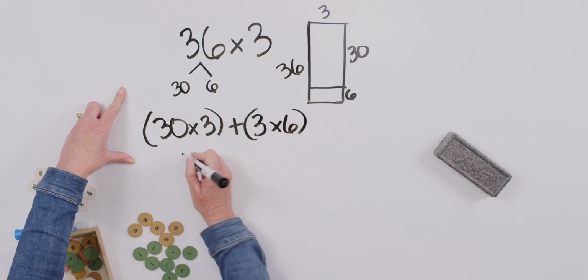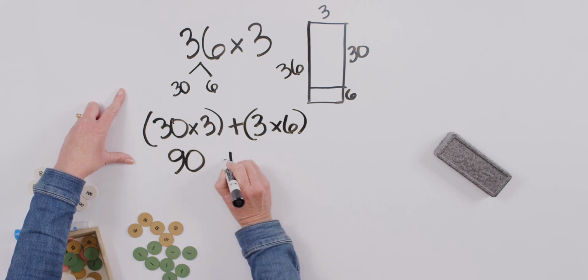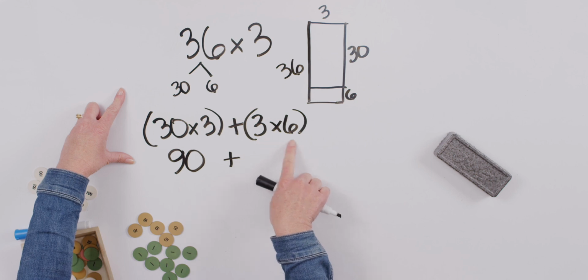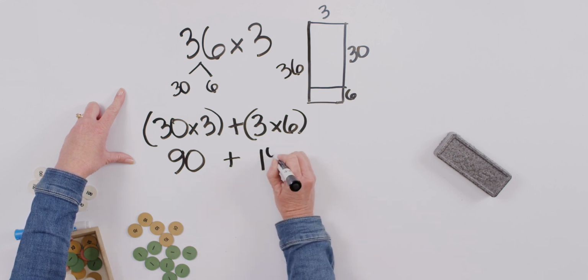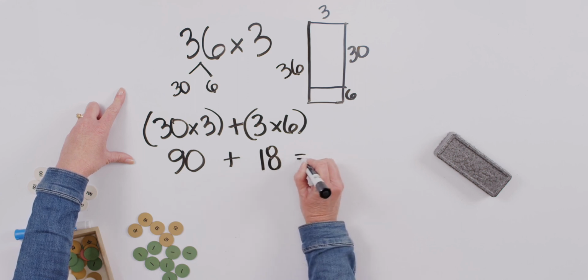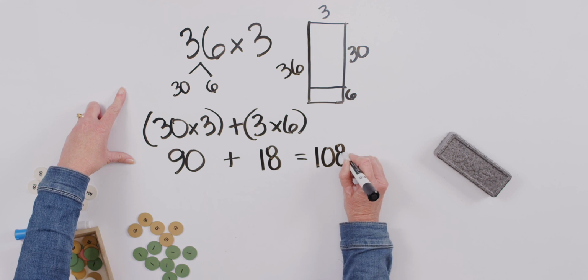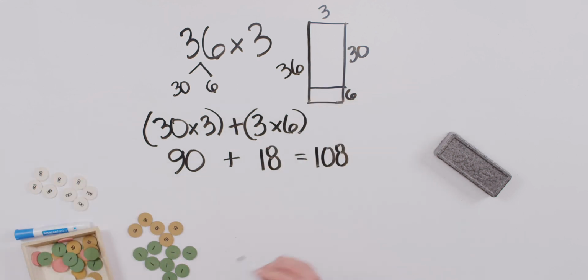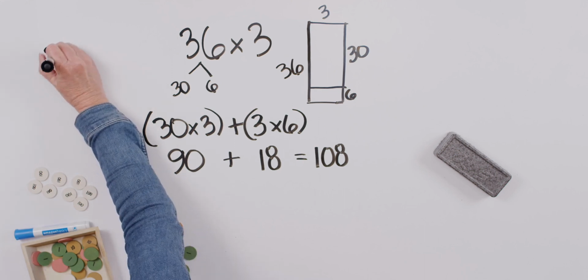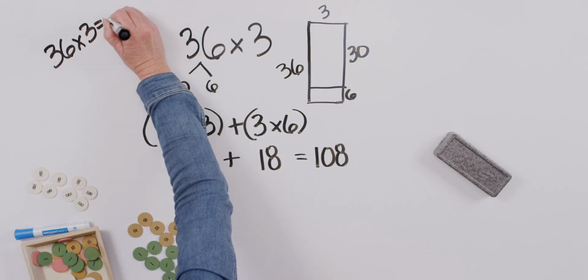So 30 times 3 is going to give me 90. Then if I add it to 3 times 6, or the product of 3 and 6, which is 18, that is going to give me 108. So sometimes even drawing a visual could help us also. So let's remember this. 36 times 3 is going to give me 108.